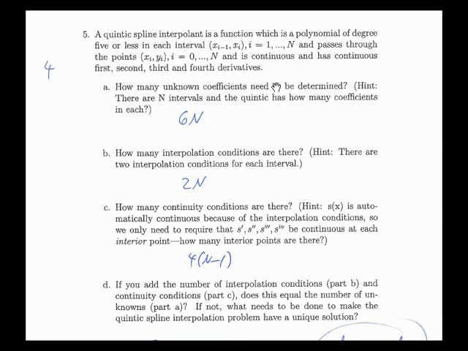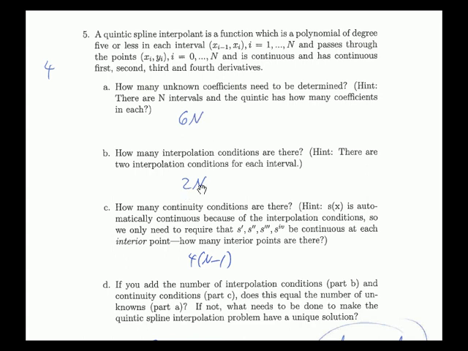If we were trying to actually find the quintic spline, which is up through fourth derivative continuous and interpolates to these points, how many unknown coefficients need to be determined? This is basically the same analysis we did for the cubic spline, but for a quintic. Well, the fifth degree spline has 6 coefficients, and there's n strips, so 6n coefficients to be determined.